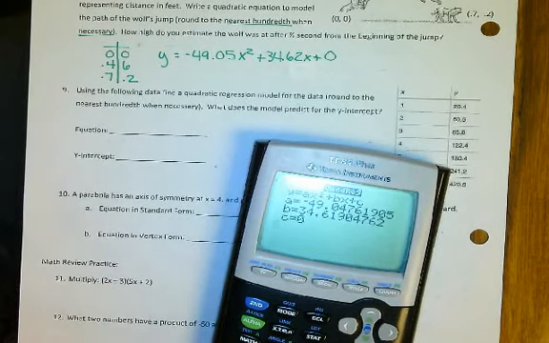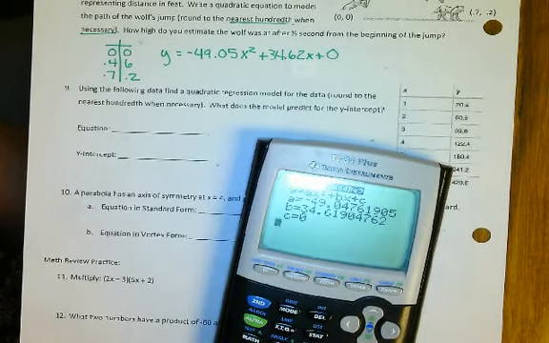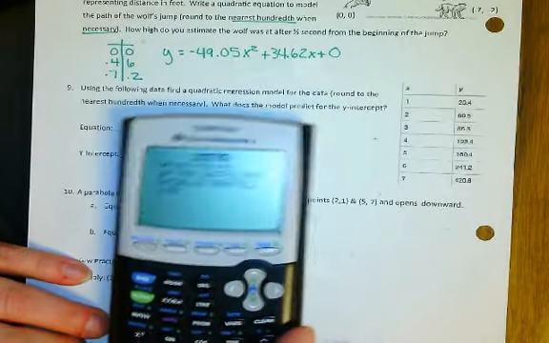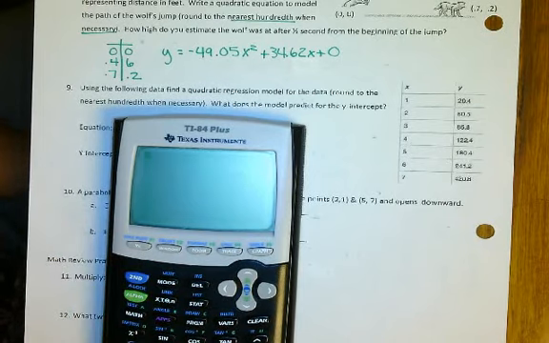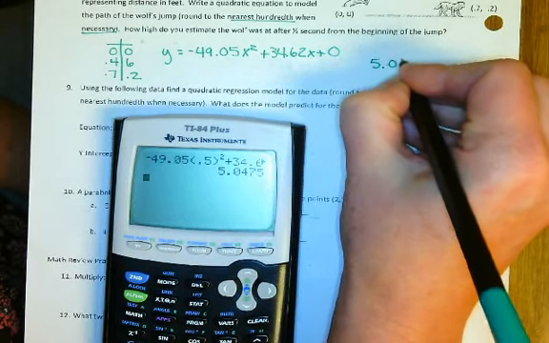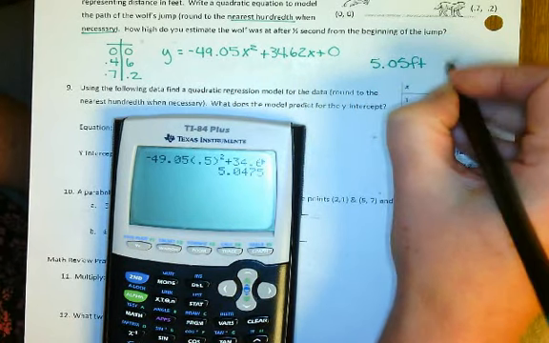Okay, and then it says, how high do you estimate the wolf was at or after a half a second from the beginning of the jump? Okay, so x is going to be my time. So I can come down here and type that in. Negative 49.05, now it said half a second, so 0.5 squared, x is my time, plus 34.62 times that half second, and that's what I get. So in half a second, the wolf is about 5.05 feet from the beginning.